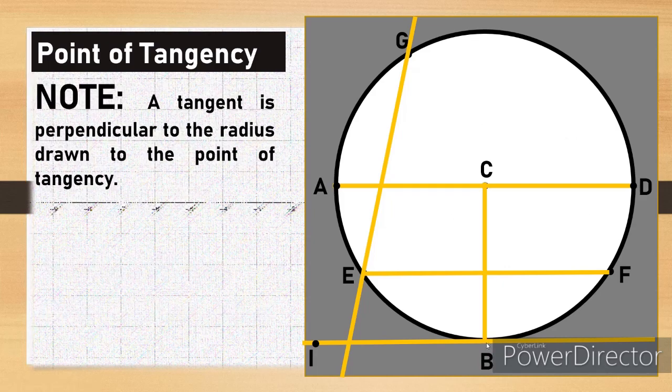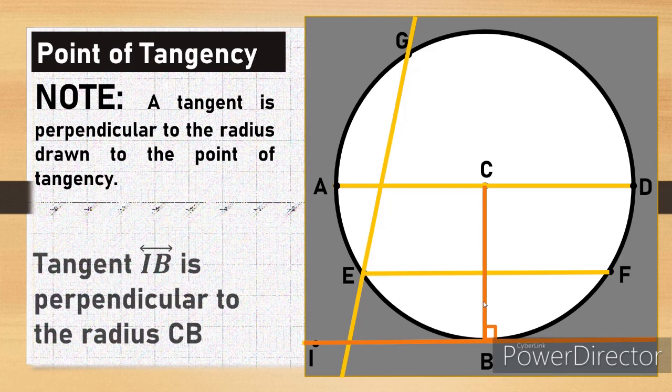Okay, take note, a tangent is perpendicular to the radius drawn to the point of tangency. So, we have here the tangent line, and this is our point of tangency. So, yung radius na madodrawn natin with endpoints, the center and the point of tangency, that radius is perpendicular to the tangent line. Okay po? So, ibig sabihin, tangent IB is perpendicular to the radius CB.